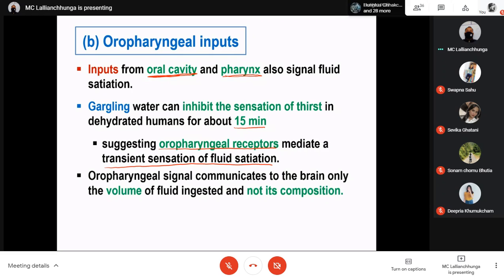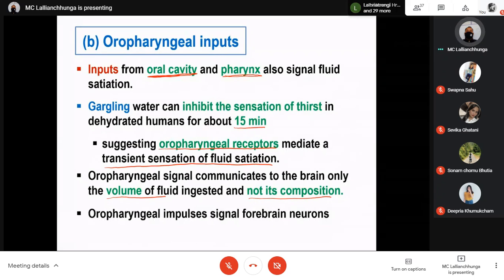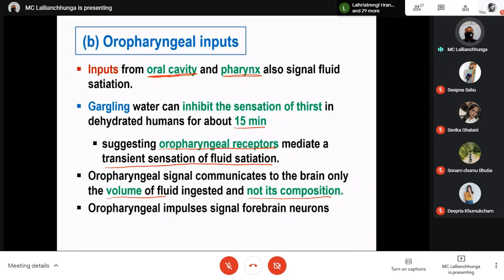Oropharyngeal signals communicate to the brain only the volume of fluid ingested and not its composition. So it does not matter whether the solution is fresh mineral water, or has a glucose solution, or a chloride solution. There is no difference. It is just detecting the volume of the fluid which is gargled, not the composition of the solution. Oropharyngeal impulses signal to brain neurons.